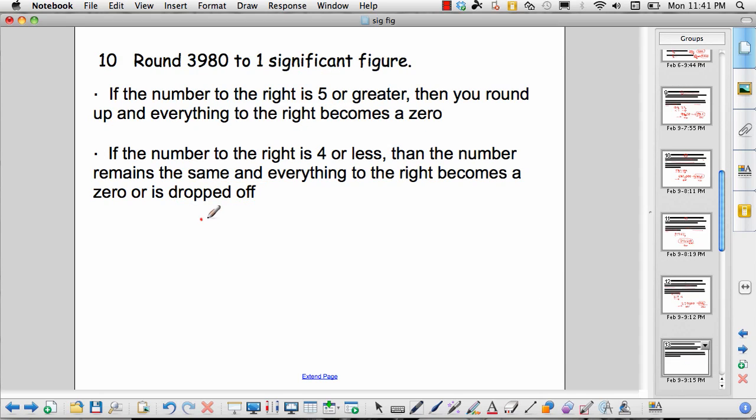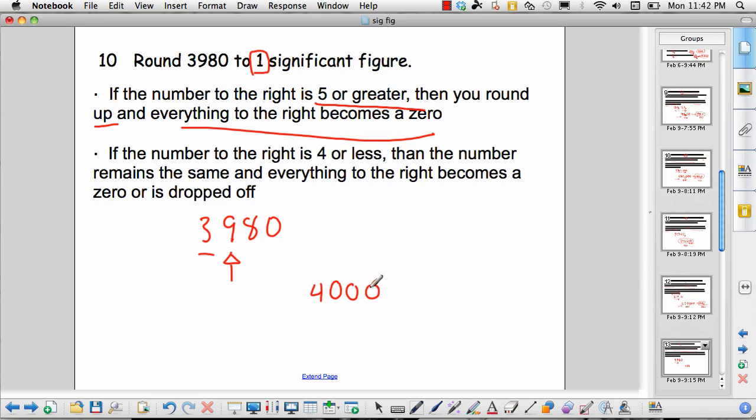Last one. I have 3,980 as my number. They're asking us to round this to only 1 sig fig. It means I'm only going to underline one digit. I'm going to look at the one just to the right of it, which is a 9. That means that digit's going to get rounded up and everything else will become a 0. So my 3 is going to get rounded up to a 4 and everything after this becomes a 0.